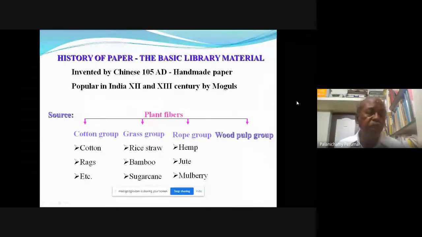And the third is rice straw, bamboo, sugar cane, and this type of thing. This is called the grass group. This is the third group. What we are using as regular usage is the third group only.